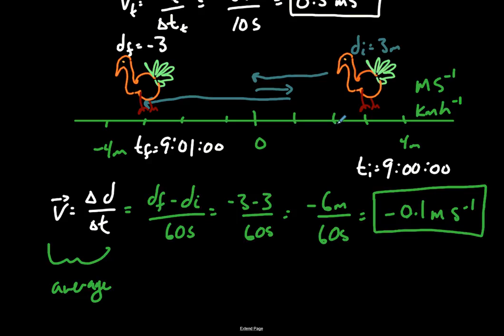Is that really all that useful? It's not really that useful, right? In this sense, where we're looking at a turkey moving back and forth, we want to know how fast he actually went. This doesn't really describe that. But what it does tell us is, if we only had this amount of information at where the turkey started, if we put in a time, we know he'd be here at the end of it, right? That's kind of what we're saying. It's as if he traveled constantly at 0.1 meters per second to the left.